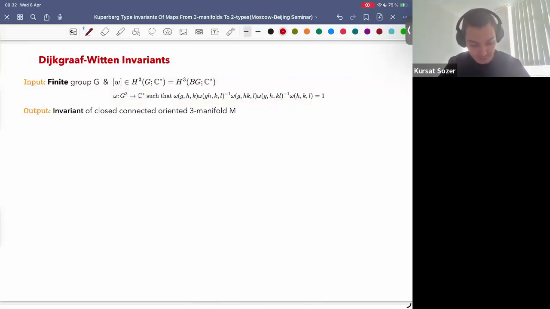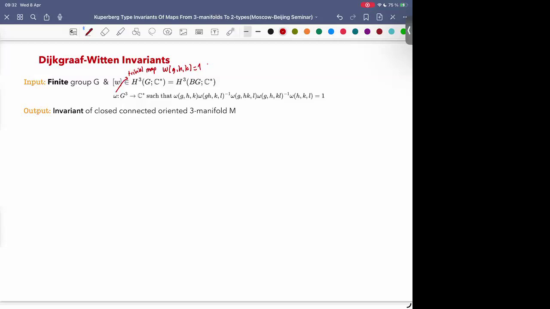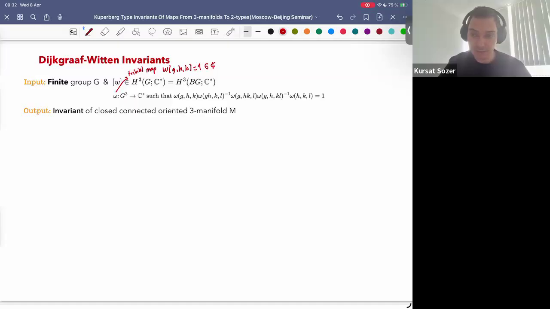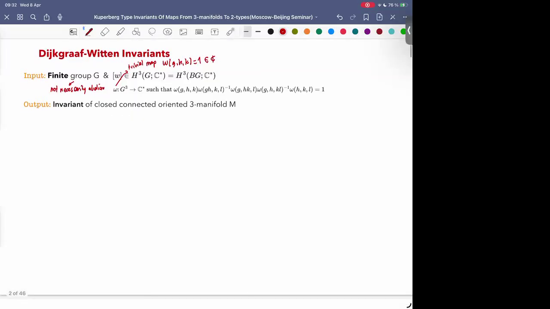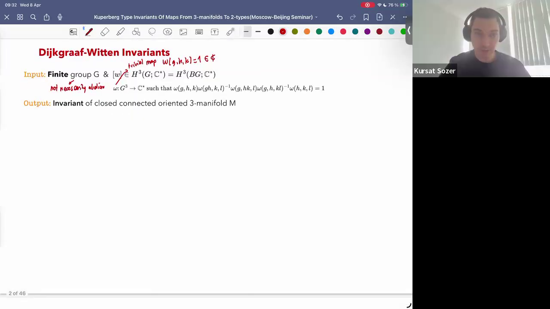In particular, this can also be the trivial map. That's also possible. That means G is just trivial. Is this group abelian? No, it doesn't have to be abelian, not necessarily. So the output is an invariant of closed connected oriented three-manifolds M.